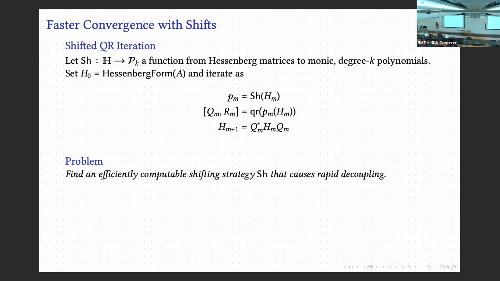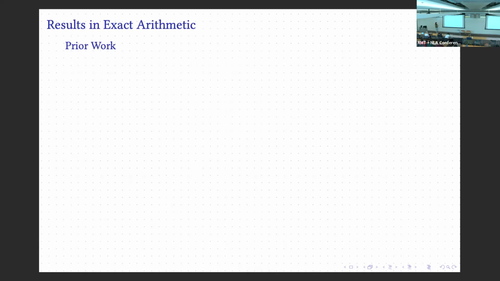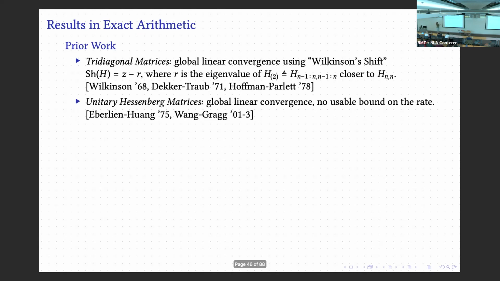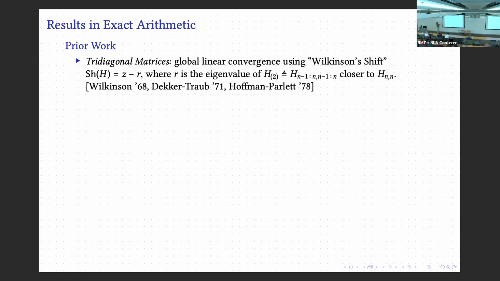Okay. So let's talk about some prior work. All these are results in exact arithmetic, I should say. For Hermitian or symmetric tridiagonal matrices, there is a shifting strategy which gives you global linear convergence. It's called the Wilkinson shift. And how it works is you look at the two eigenvalues of the lower right corner of your matrix, and you choose whichever one is closer to the lower right entry, the NN coordinate, and then you use that as your shift.